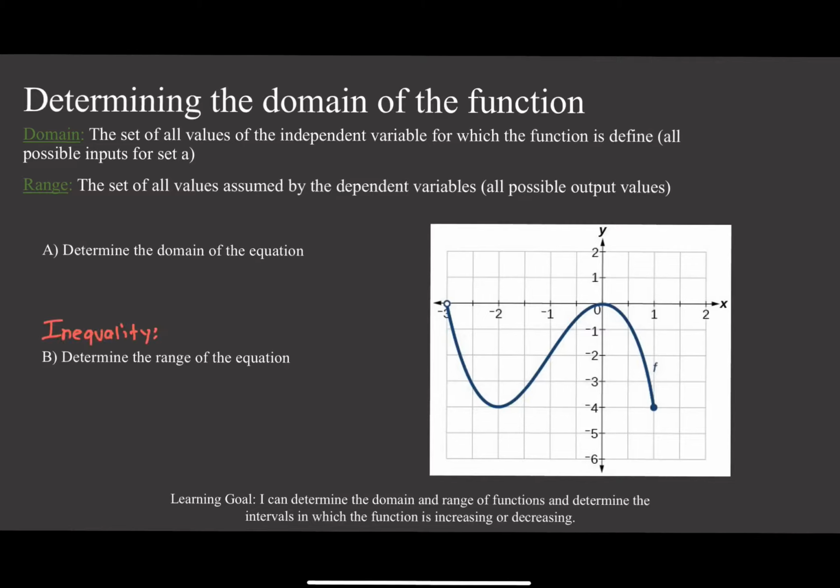And so to determine our domain, again, we want to look at the x values. So the first thing we want to do is figure out what is our smallest x value.